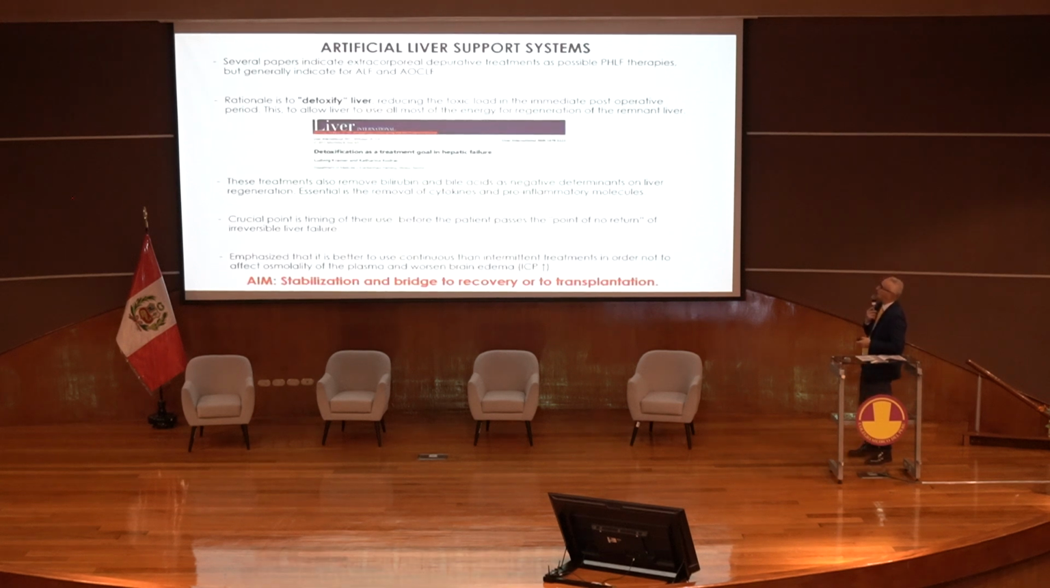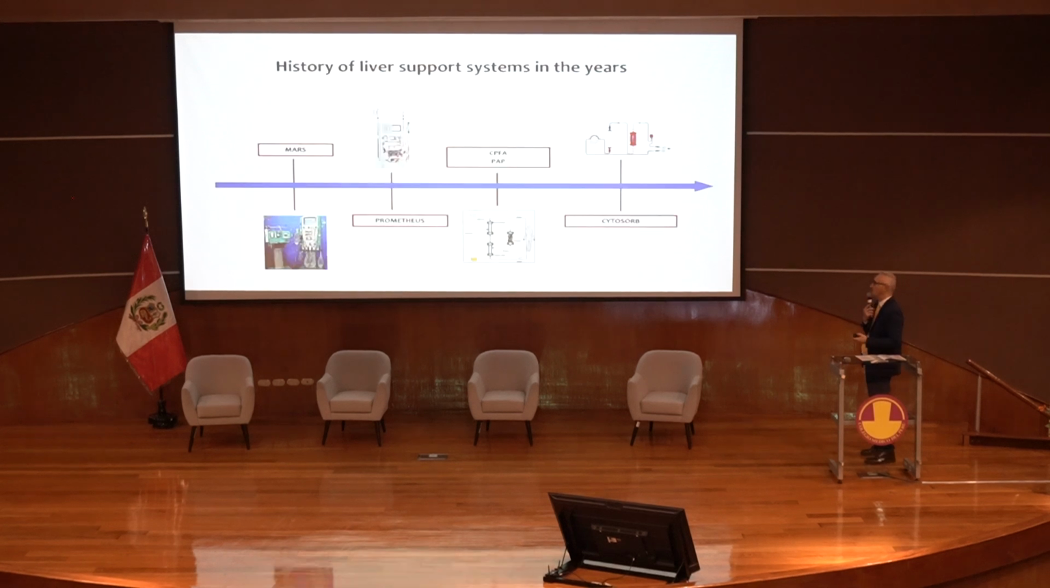So the rationale of the use of this system is to detoxify the liver, to help the liver with detoxification and leave the liver to use all its energy for regeneration, and not for the function of detoxification, which you perform with your machine outside the patient, of course. The aim is stabilization of the patient, as a bridge to recovery if you don't have the possibility of transplantation, otherwise to get the patient to transplantation in the best condition possible, of course.